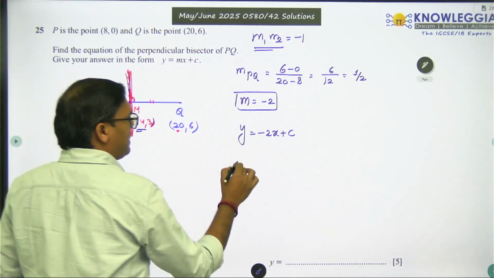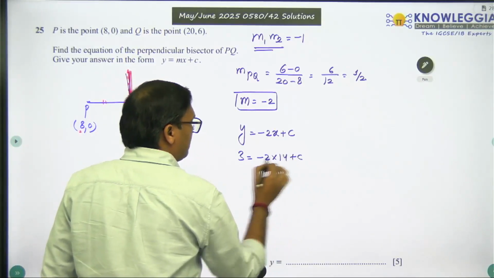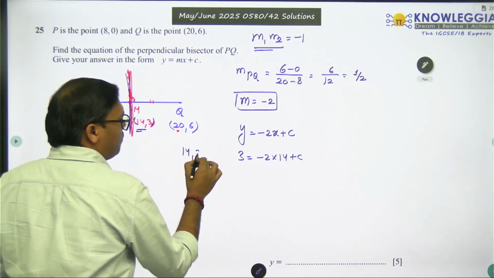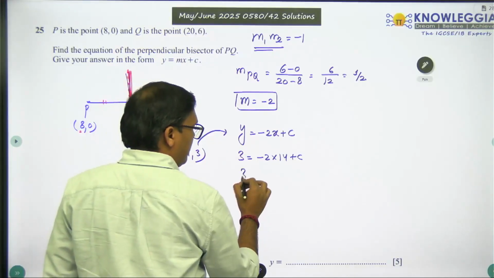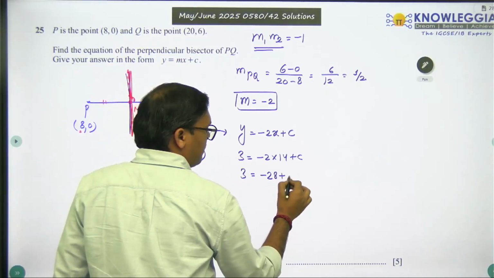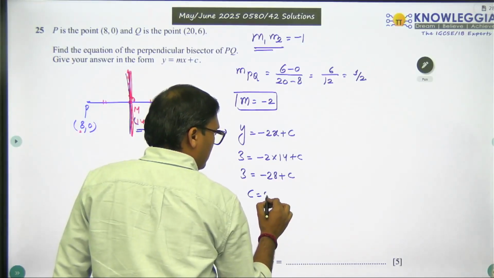So 14 comma 3, that is 3 equals minus 2 times 14 plus c. This is passing through 14 comma 3, so it will satisfy this equation. So now just solve this. This is 3 equals minus 28 plus c. So what is c? C is equal to 31.